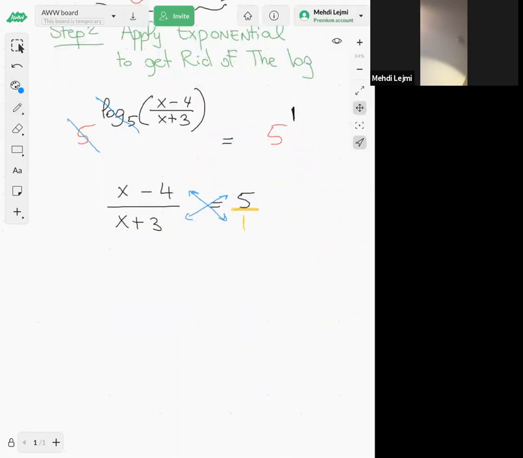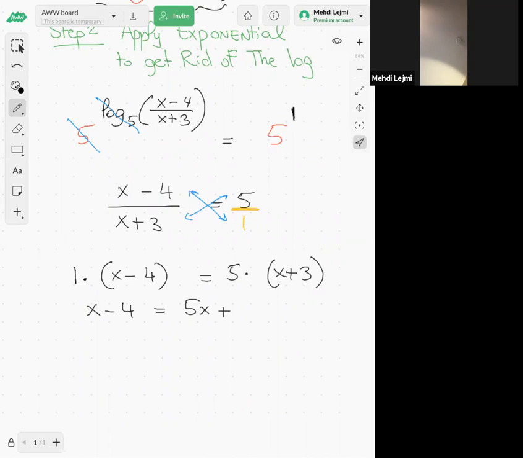So you cross multiply. That would be 1 times (x minus 4) equals 5 times (x plus 3). Left side, it's just x minus 4. Right side, that's 5 times x, that's 5x, plus 5 times 3, that's 15. Then we have to solve for x, of course. So I'm going to just subtract x. So this is negative 4 equals 4x plus 15.